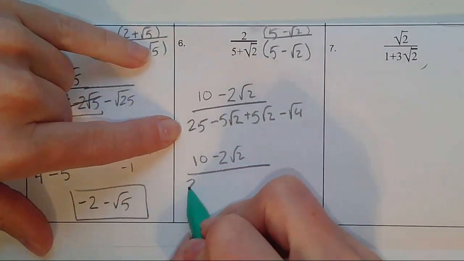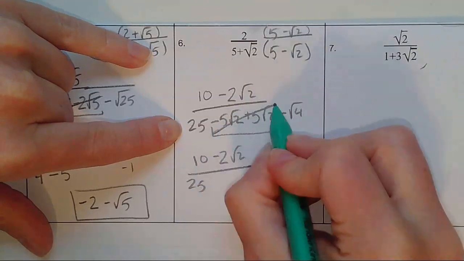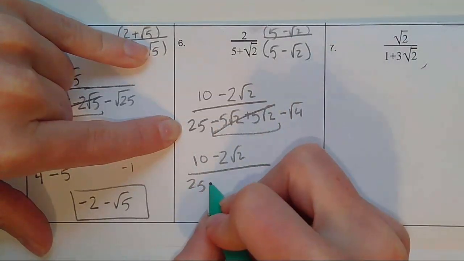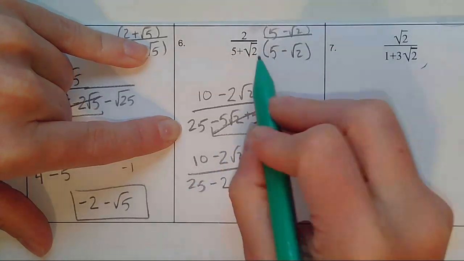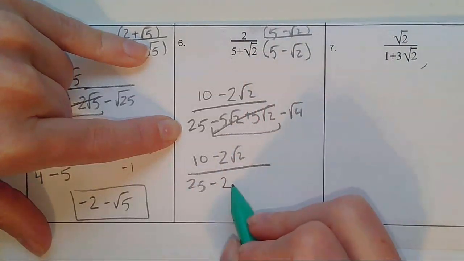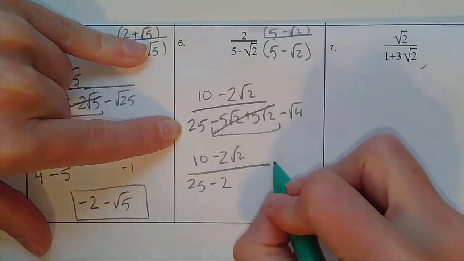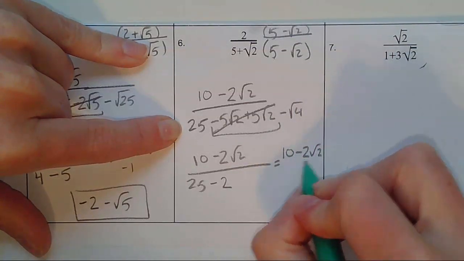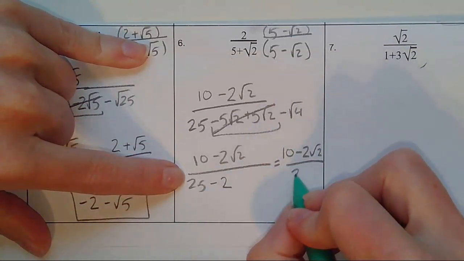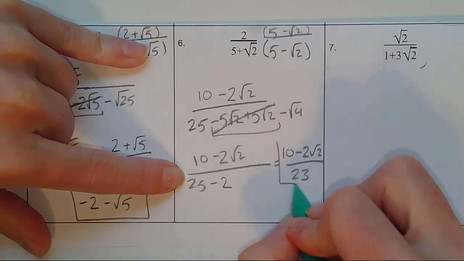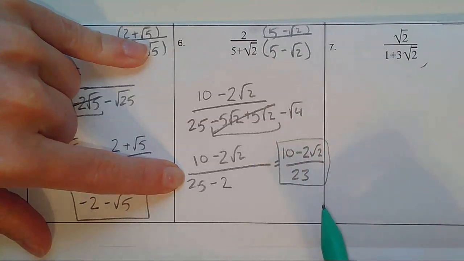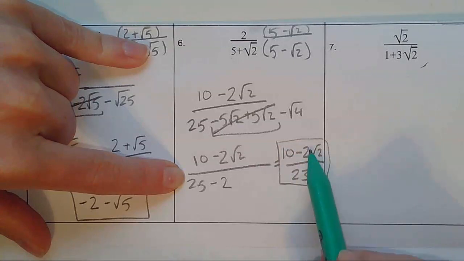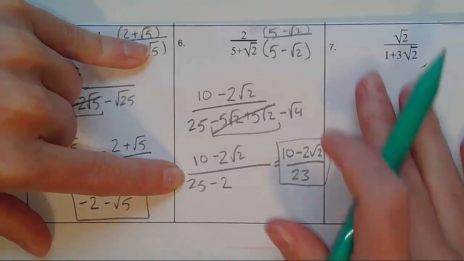Okay, 25 stays. A positive and negative will always cancel. And then this negative root 4 is just going to be a minus 2, because it's always going to be whatever's inside that radical. You can just save time. Okay, which is going to give me 10 minus 2 root 2 over 25 minus 2 is 23. And you are done. If that was a 24, they would have all been even on the outside. I could have divided by 2 and reduced a little bit.